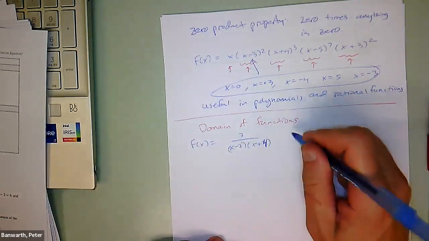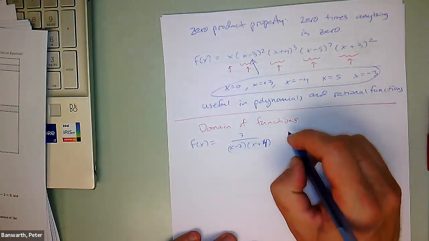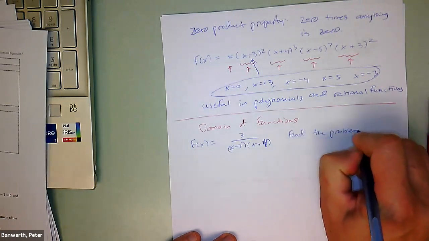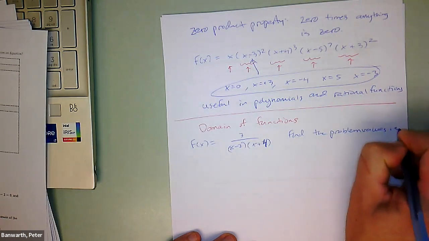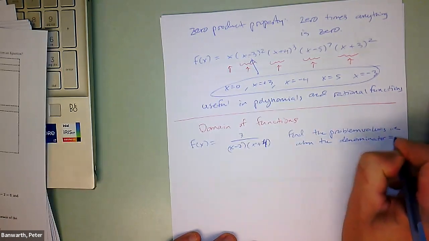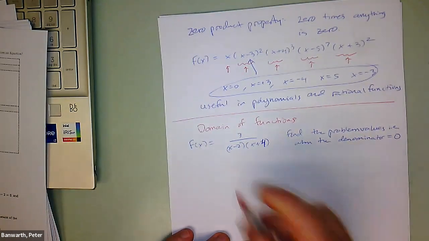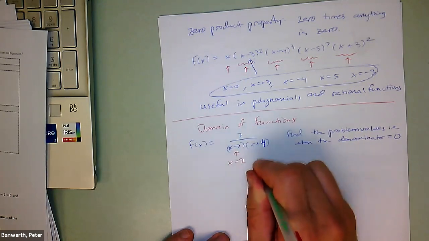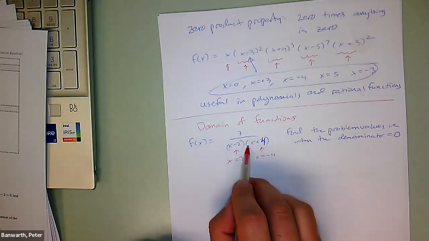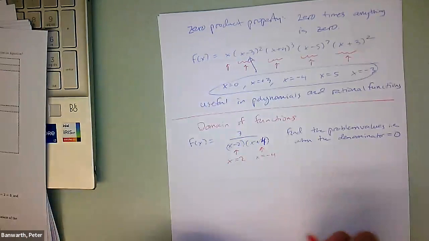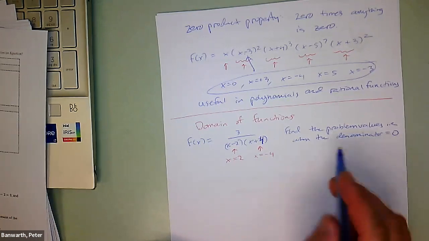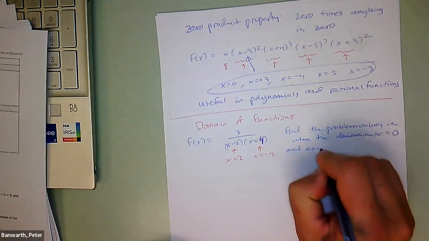The domain of a rational function, the easiest way to find this is find the problem values, i.e., when the denominator equals 0, and that happens when x equals 2 and when x equals negative 4. Because if x equals 2, I've got a 0. 0 times anything is 0. Now I'm dividing by 0, which we can't do. Same thing if x equals minus 4. Other than those two problem values, everything else is okay.